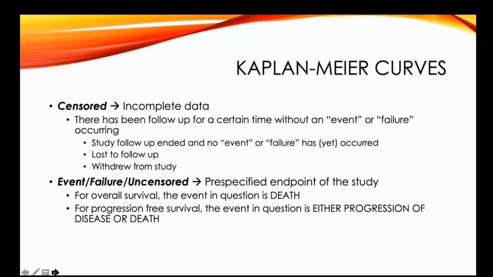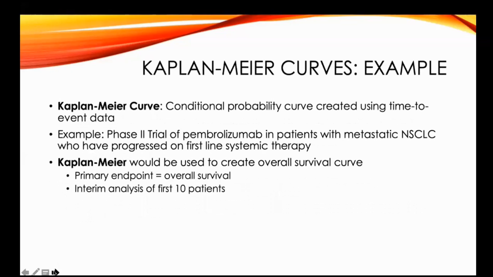Censored data is different than an event, also known as a failure, uncensored data. Uncensored data is when the specified endpoint of the study is reached. For overall survival, the pre-specified event in question is death. For progression-free survival, the pre-specified event in question is either progression of disease or death.